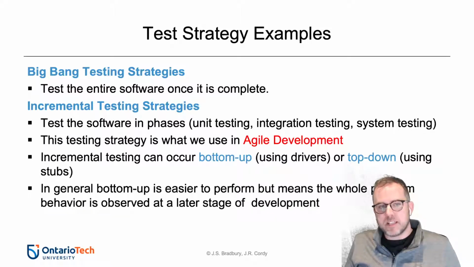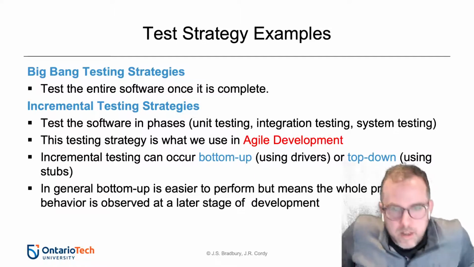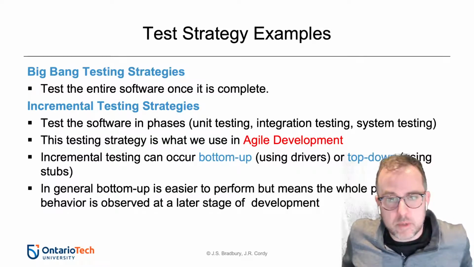So the bugs that you find at the system level are going to be more relevant to the overall requirements and less likely to be small coding mistakes that could be picked up with unit testing. So this is the strategy that we typically use, this idea of incremental testing. That's what we often use in more agile development methods, right?